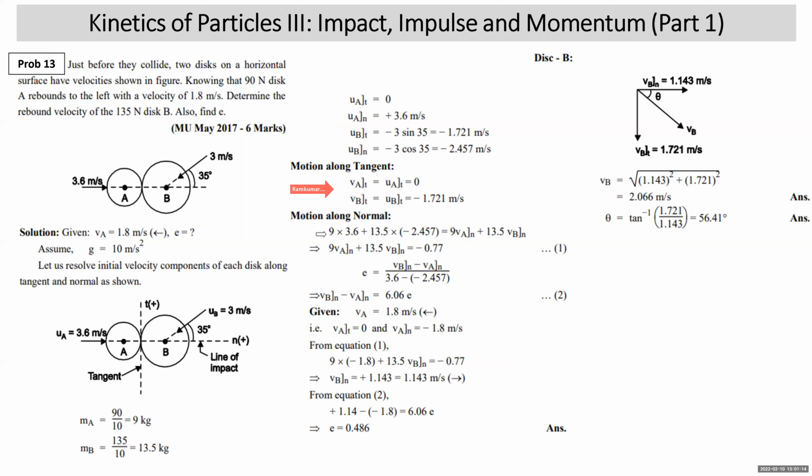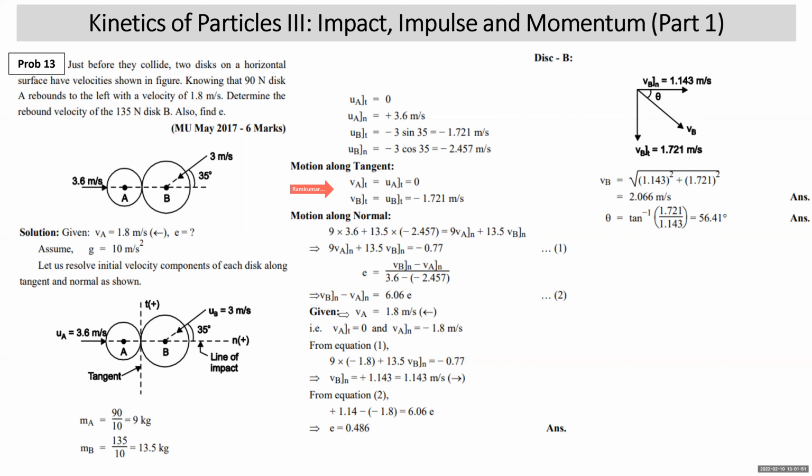Now motion along the normal, we have to solve it as a problem of direct central impact, but with normal components. This is MA UAN plus MB UBN equals MA VAN plus MB VBN. So values have been substituted, and it comes out to 9 VAN plus 13.5 VBN equals minus 0.77. It is one equation. E is equal to VBN minus VAN upon UAN minus UBN. UAN and UBN values are substituted. UAN is plus 3.6, UBN is minus 2.457. Solve it, you get another equation.